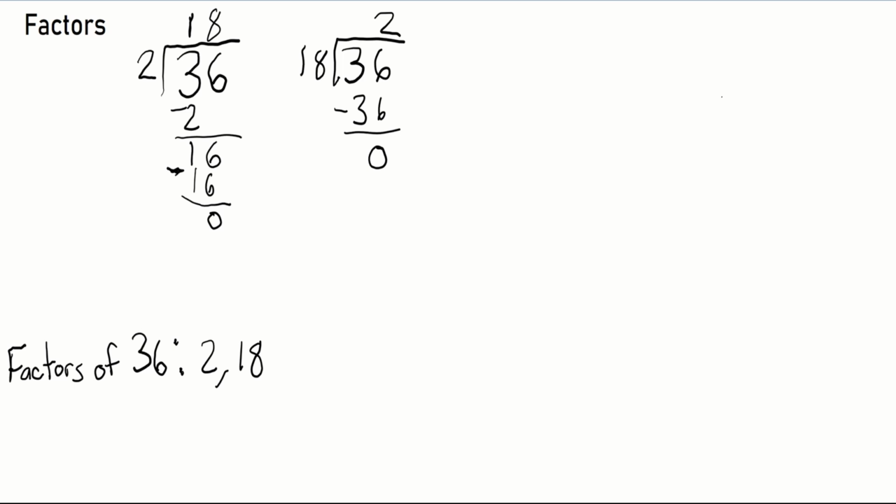Now, factors tend to come in pairs. So for instance, if I divide 36 by 4, I get the answer 9 as my quotient, meaning that both 4 and 9 are factors of 36. You can see that since 4 times 9 is 36.